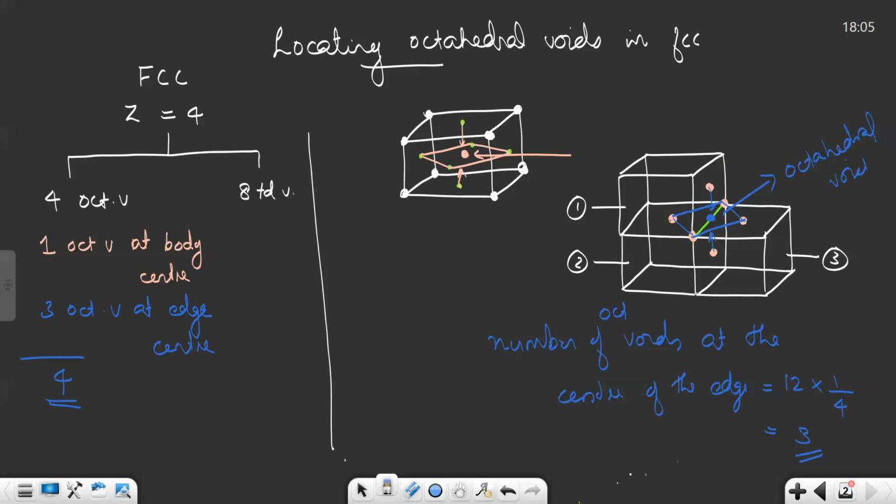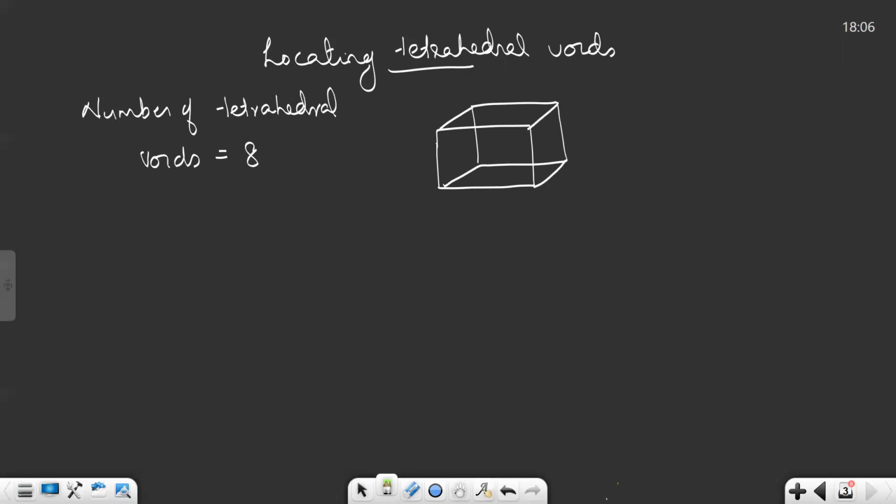Now we'll see where we can find the tetrahedral voids. We know that in FCC, atoms are present at the corners and the center of the faces. Here we consider the atom present at this corner, and the center of this face, and the center of this face, and the center of the left side face. So one corner atom and 3 face-centered atoms. Here you can see that there are 4 atoms, and at the center of these atoms there is a void. So the void will be formed exactly here, and this void is known as a tetrahedral void.